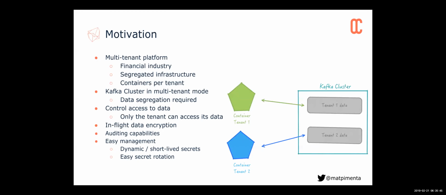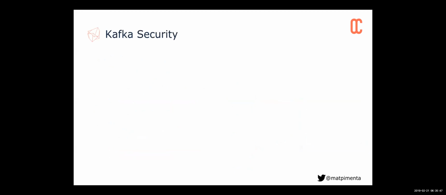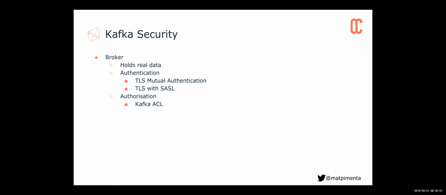In terms of what Kafka offers us: Kafka itself has two components, the broker and ZooKeeper. The broker is the most interesting one, and it is the one I'm going to cover in this presentation. The brokers hold the real data, the client data, the tenant data.